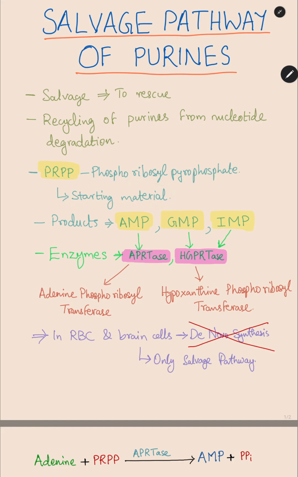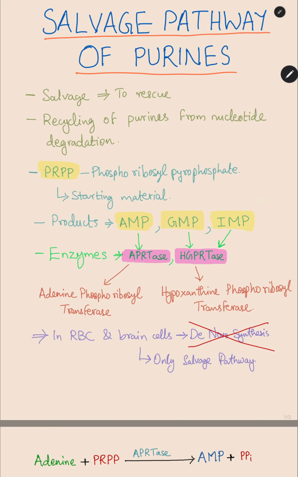Now the products of this pathway are AMP, that is adenosine monophosphate, GMP, guanosine monophosphate, and IMP, that is inosine monophosphate. So these are the products.